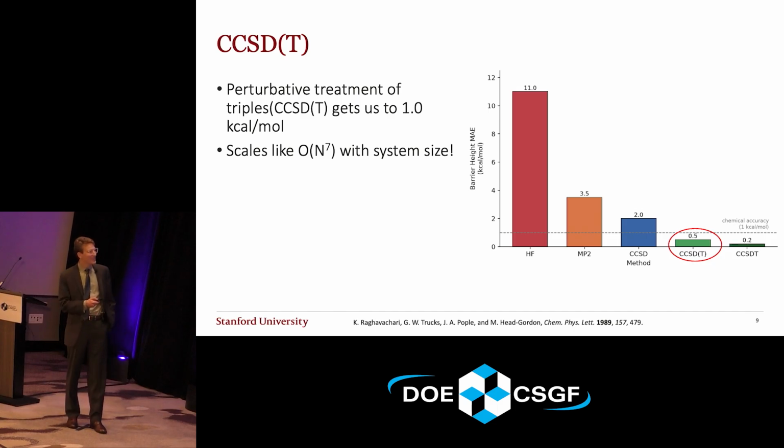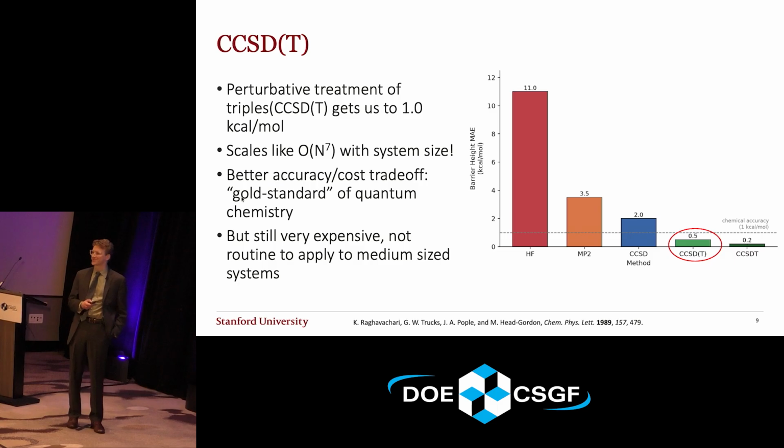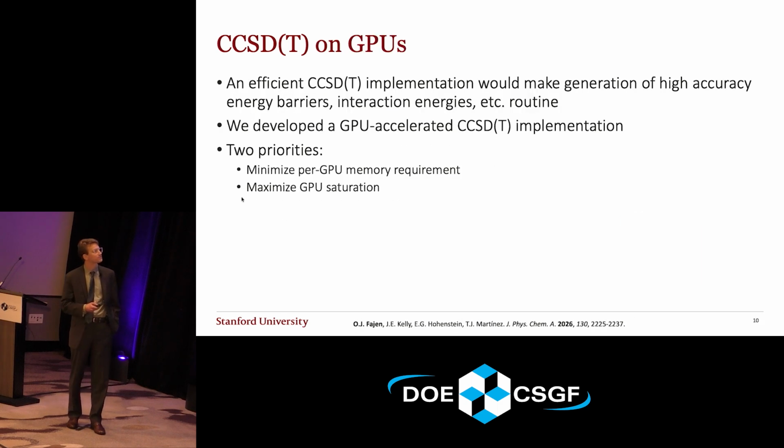Okay, so quantum chemists love this method. Its better accuracy-cost trade-off has led it to be called the gold standard of quantum chemistry. But it turns out N^7 is still really expensive. And so the routine application of CCSD(T) to anything larger than very small systems has been limited to HPC applications and things like that. So what we wanted to do was develop a GPU-accelerated implementation of CCSD(T), which would make the generation of high-level energy barriers and interaction energies, et cetera, more routine.